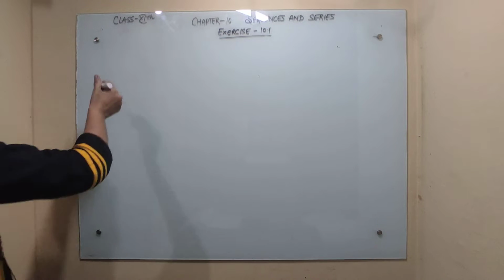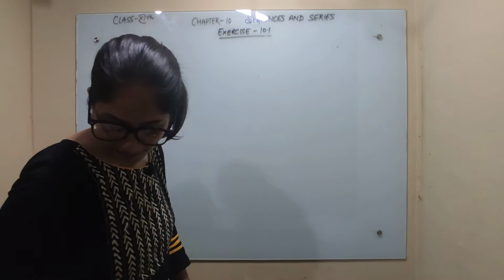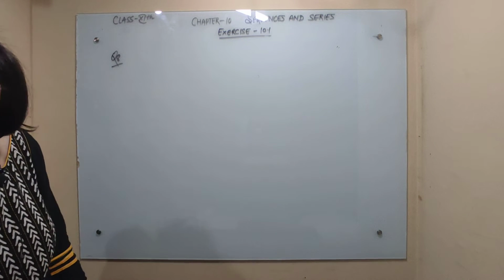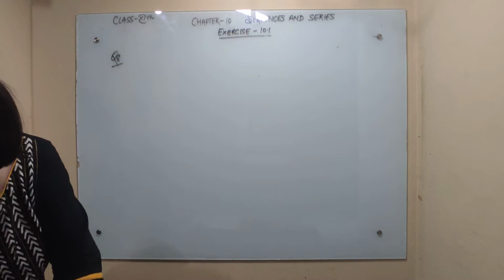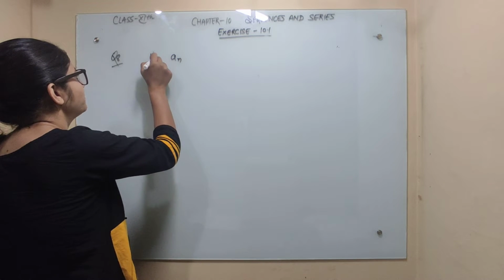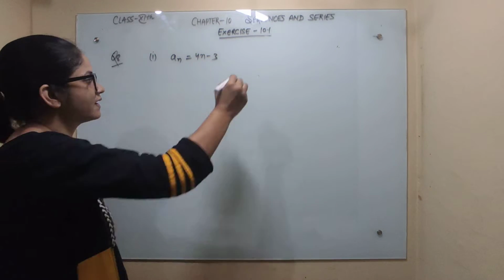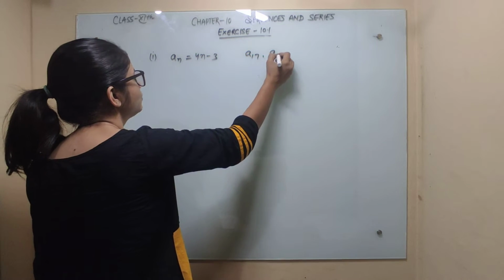Question number 8. Find the indicated term in each of the following sequences whose nth terms are given. First part, a_n is given as 4n minus 3. They are asking for a17 and a24.